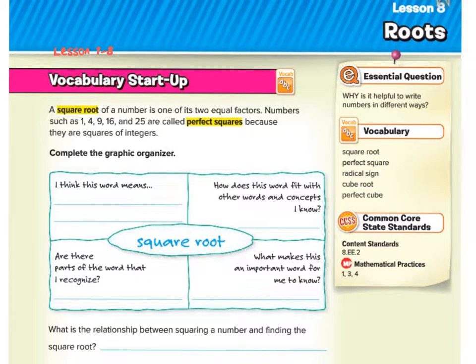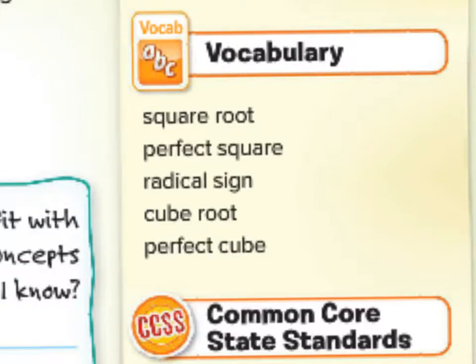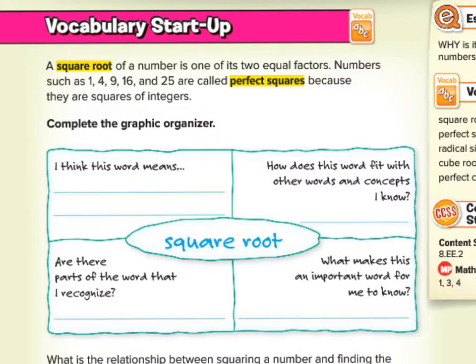Hello everyone, welcome to lesson 1-8, roots. For today's lesson, we're going to look at square root, perfect square, radical sign, cube root, and perfect cube. Let's take a look at the vocabulary.